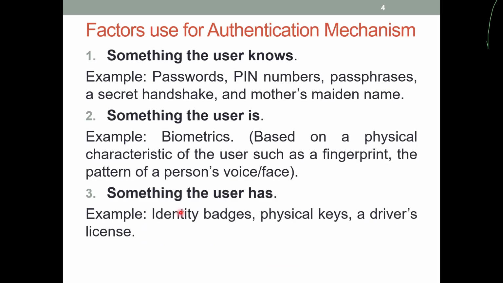So for the authentication mechanism, the authentication private information, we can categorize into three types: something the user knows, something the user is, something the user has. So something the user knows, in the sense that maybe they are maintaining passwords, they are maintaining PIN numbers.